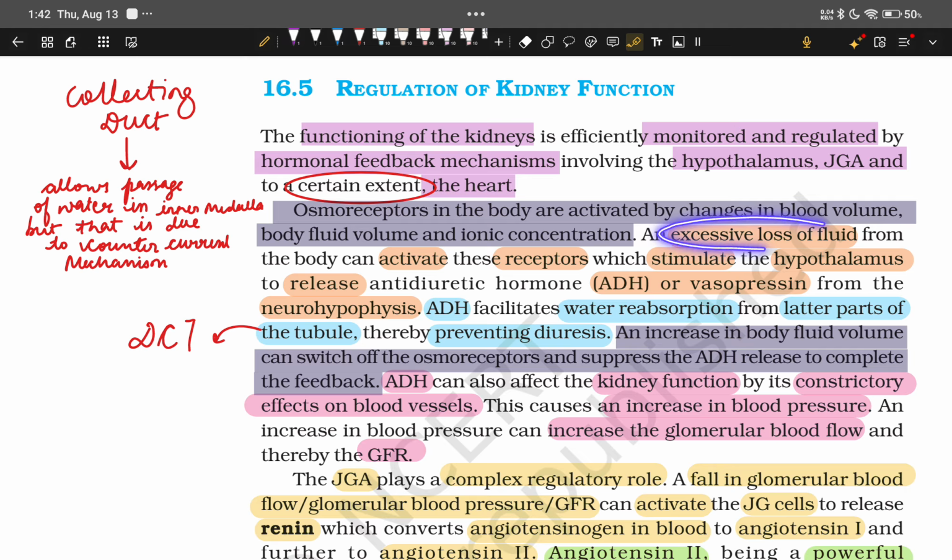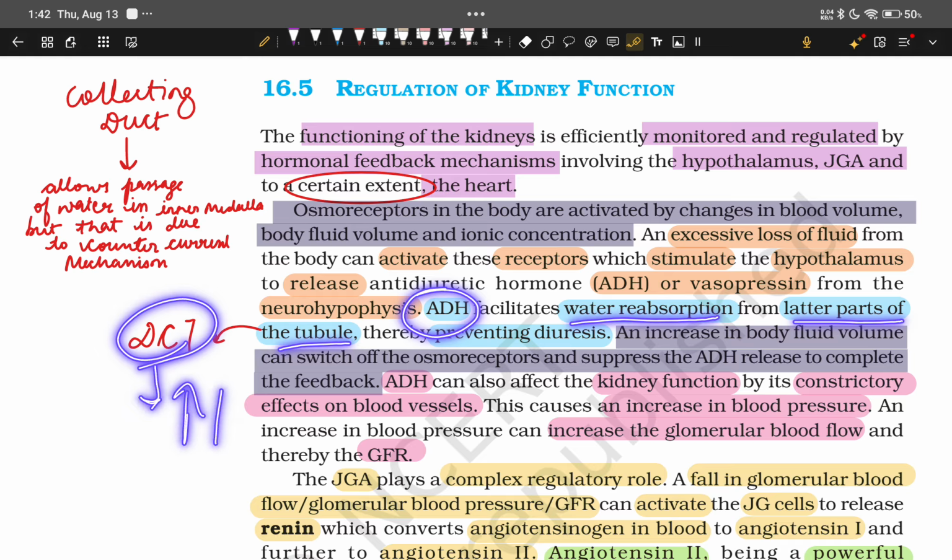So back to the topic, excessive loss of fluid activates the receptor, which stimulates the hypothalamus to release ADH, antidiuretic hormone, also known as vasopressin, from the neurohypophysis, which is the posterior part of the pituitary. Alright, then moving on, ADH facilitates. Now ADH is released due to loss of fluid, and it is going to increase the amount of fluid in our body. So ADH facilitates reabsorption from the DCT, and it also prevents diuresis.